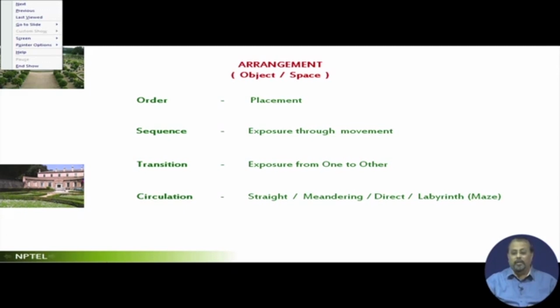So basically, ordering is positioning of all the spaces. Sequence is the way it is made accessible through circulation. And transition is the kind of experience people will have while going from one zone to the next zone to the next zone. Now, if the sequence is changed, then the transition changes. Order doesn't change. So sequence and transition, aided with circulation, make a big difference.